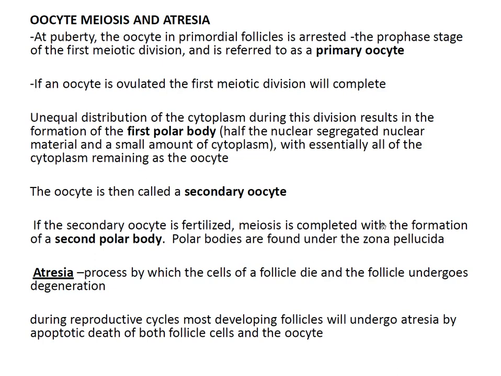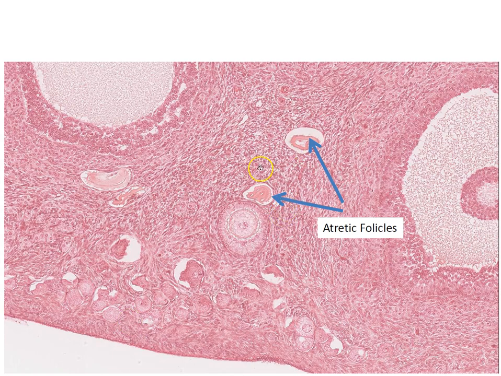As we discussed before, very few ovarian follicles are destined to complete their maturation. Most of the follicles degenerate and disappear through a process called atresia, which is mediated by apoptotic death of the follicle and the oocyte. On this slide, you can see some atretic follicles.